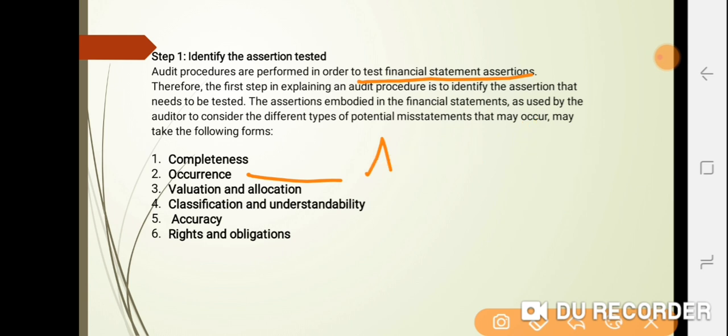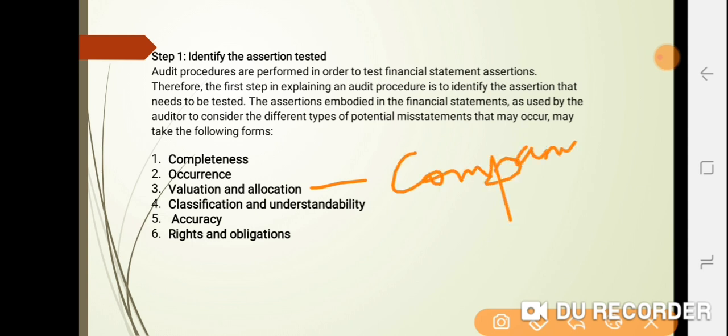Okay, then the valuation and allocation. See, valuation and allocation means all items have been included in the financial statement at an appropriate amount according to the company policies and the relevant financial reporting framework. Okay, so here valuation and allocation should be according to the company policies, and whatever amount you are recording should be accurate according to company policies.